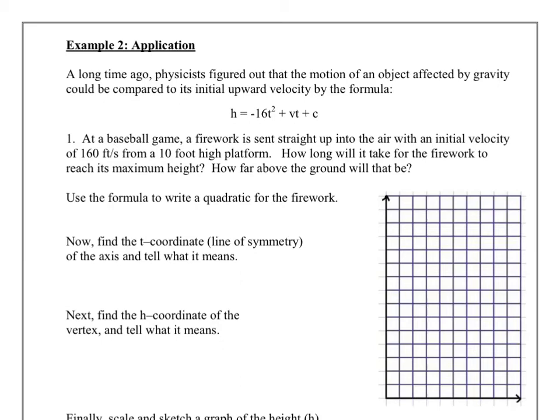In this lesson, we're going to apply the concept that we learned about graphing quadratics to something that would actually happen in real life. A long time ago, physicists figured out that the motion of an object affected by gravity could be compared to its initial upward velocity by the formula. So we're given this formula.